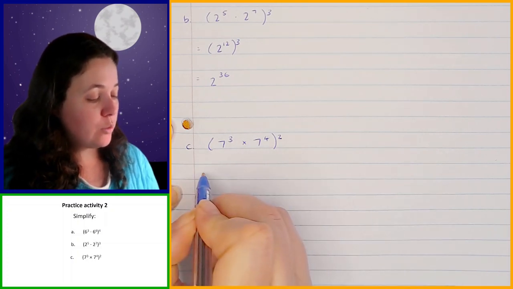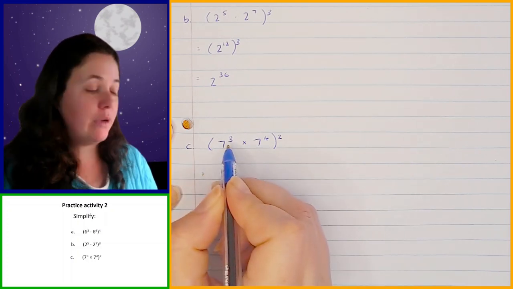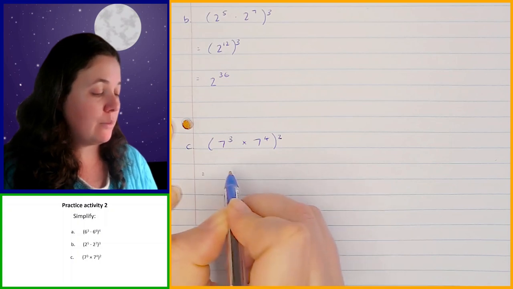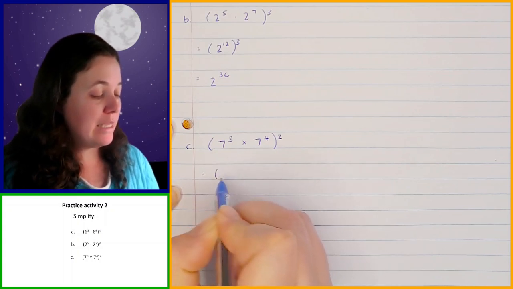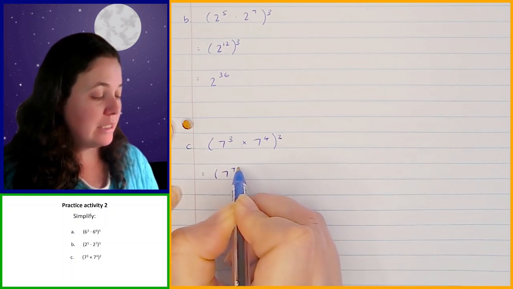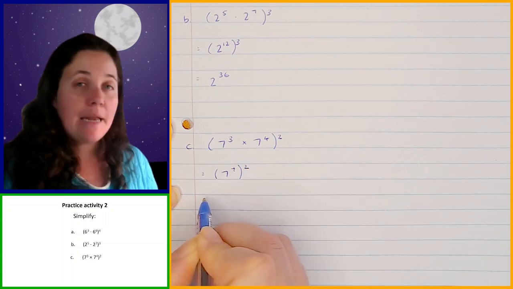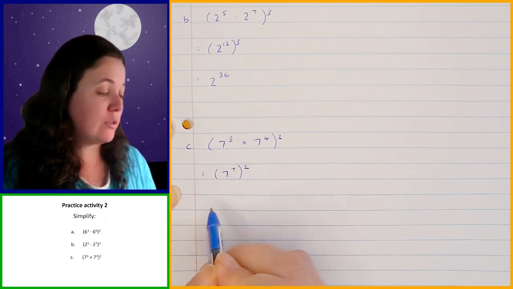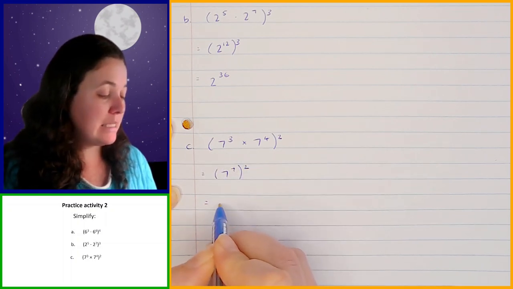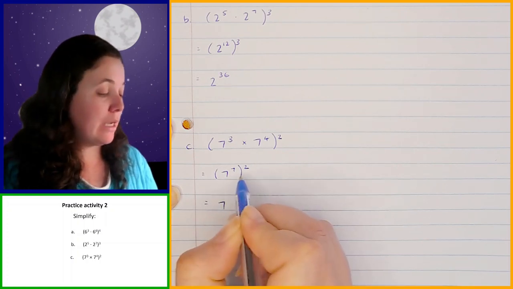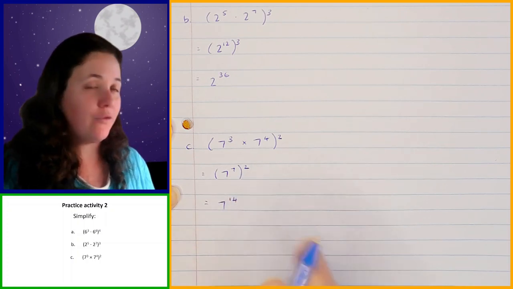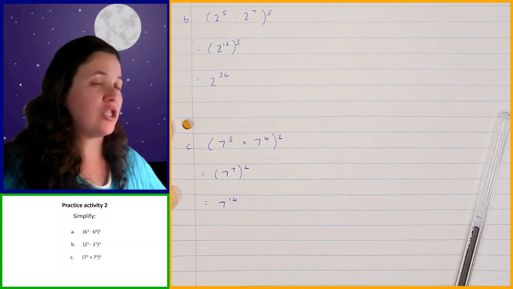And then the last one, question C, we have 7 to the power of 3 multiplied by 7 to the power of 4 inside the brackets. That I'm going to simplify, and that gives me 7 to the power of 7 inside the brackets squared. And now I'm going to raise the 7 to the power of 7 to the power of 2. I keep the base the same, and I multiply the exponents. And that gives me 7 to the power of 14. So that's what you should have got for question C.